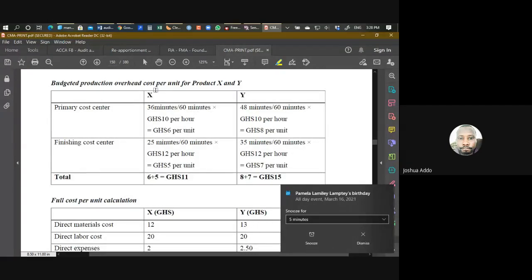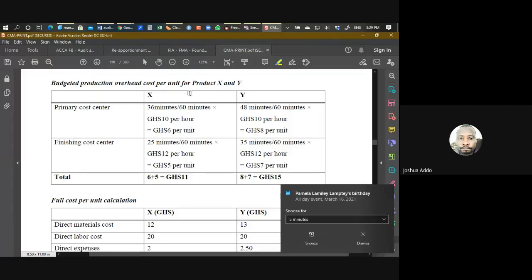So if you look here, you will get for the primary cost center, this is the charge we got, 10 cedis per hour, which we converted to 6 cedis per unit. For Y, it was 10 cedis per hour and then 8 cedis per unit. For finishing, this will generate 12 cedis per labor hour and it will convert to 5 cedis per unit. For Y, it will be 12 cedis per hour converted to 7 cedis per unit.